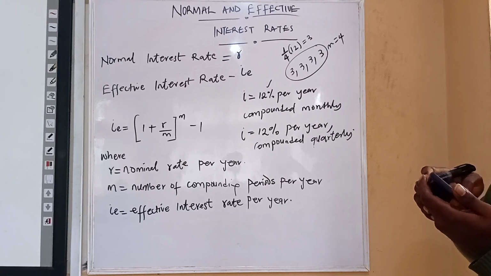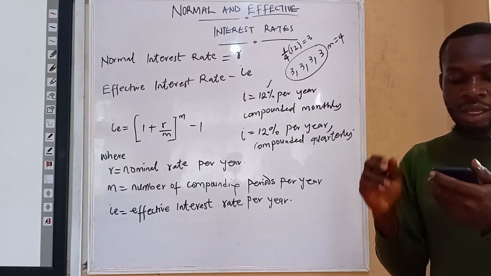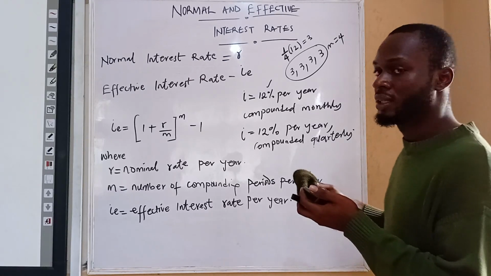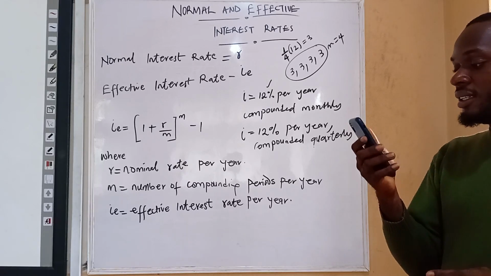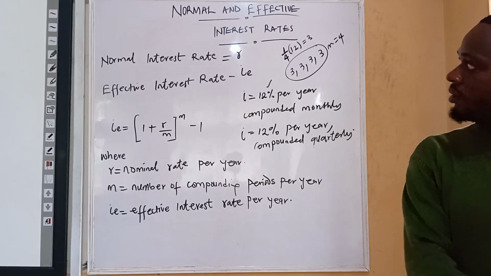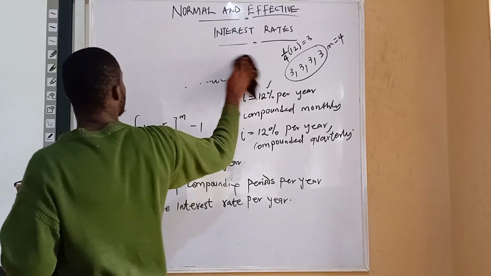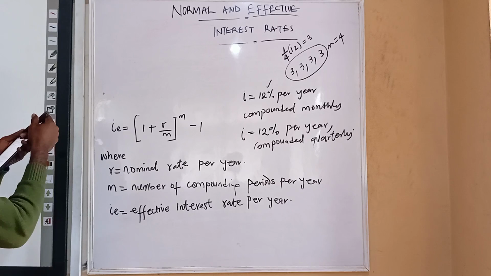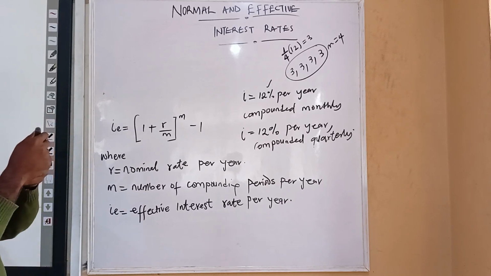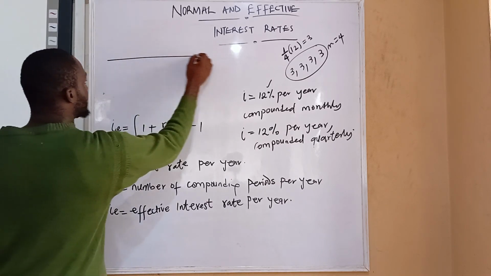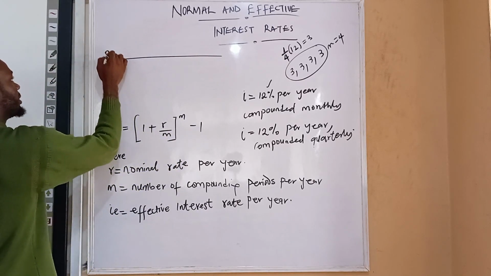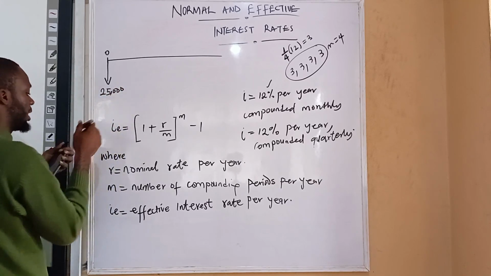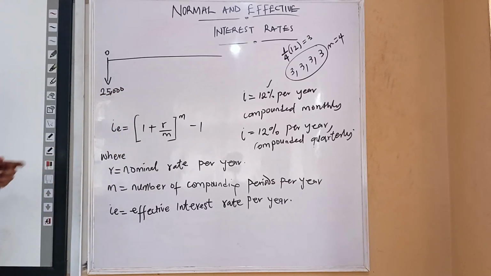So let's solve one example. A person invests 25,000 for 15 years at 8% interest rate compounded quarterly. This person, at time zero, invested 25,000 and intends to keep this money for 15 years.